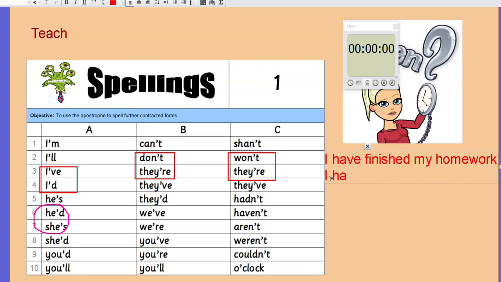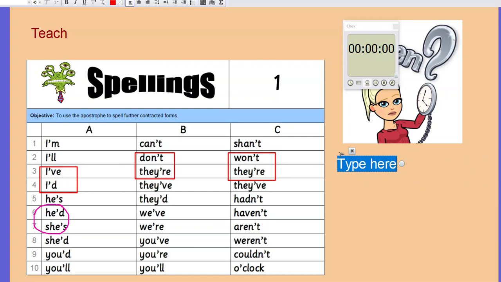So I had finished my homework yesterday. So let's just write that. So that's the first one, yesterday. I had finished my homework yesterday. So I have and I had. Give yourselves 1 tick if you've got both of those right. That's for group A. So if you've got both of those right, well done, group A.